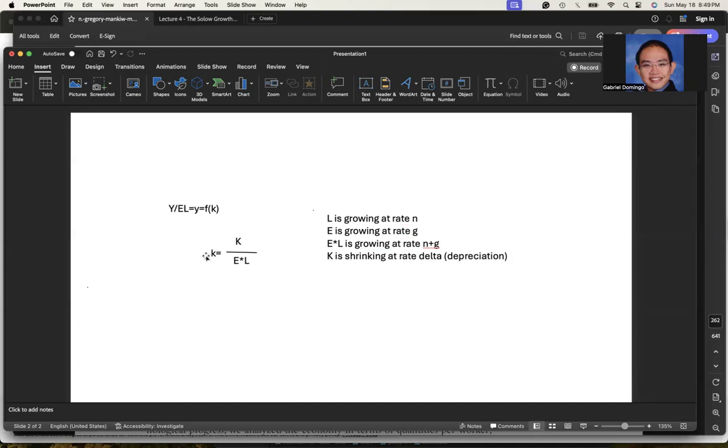So what's happening to small k? Small k is going down because big K is shrinking, right? And it's also going down because E and L are both growing. So remember, if the denominator becomes bigger, the whole thing becomes smaller. So these three different things will come together to basically limit the size of K star.